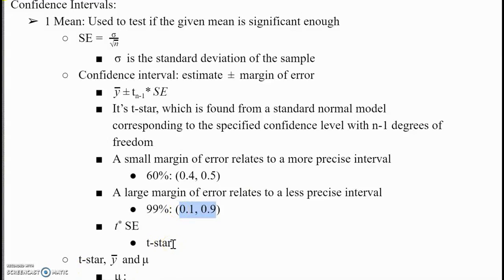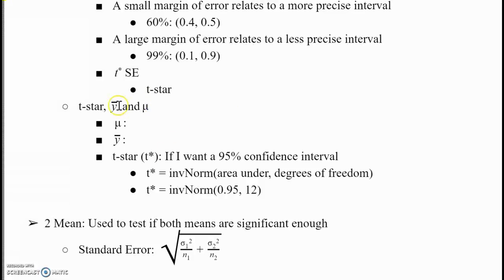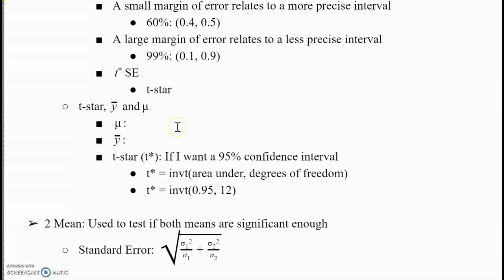Then, as you know, Z star in the previous unit is now t star. T star, y bar, and mu. Mu and y bar are just ways of representing the mean. Mu is your population mean, whereas y bar is your sample mean.